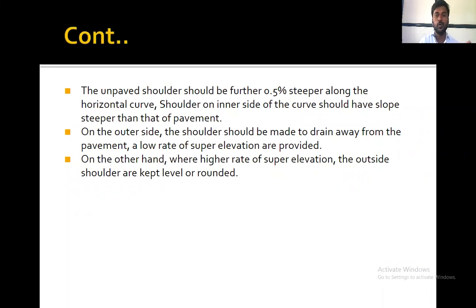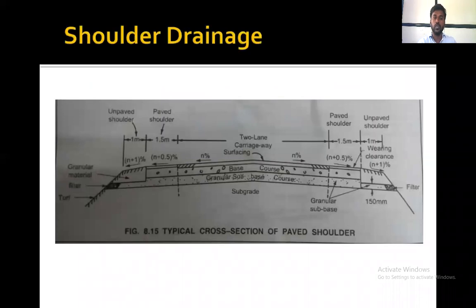So that should be provided on the inner side or the outer side. On the other hand, where a high rate of superelevation is there, the outside shoulder should be kept level or rounded. It depends on the rate of superelevation. Depending on how much superelevation is provided, the shoulder slope also varies. We can observe here the typical cross section shown.